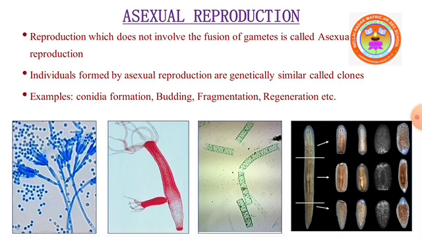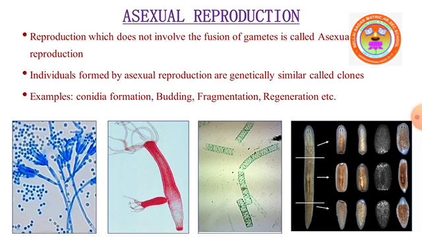The next is fragmentation, which is seen in Spirogyra. In the last picture you can see the animal Planaria, which undergoes regeneration. In addition to that, bryophytes asexually reproduce through gemmae cups, for example Marchantia, and bacteria by binary fission. So what we can understand, these are the different methods: conidial formation, budding, fragmentation, regeneration are the different methods by which organisms reproduce asexually, especially lower organisms.